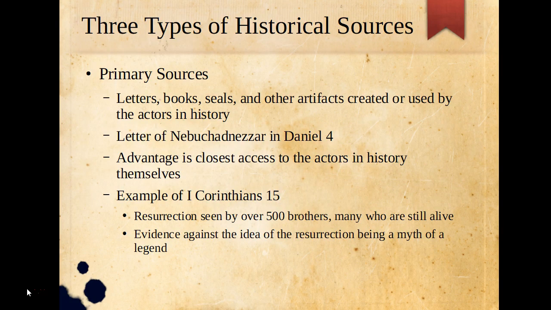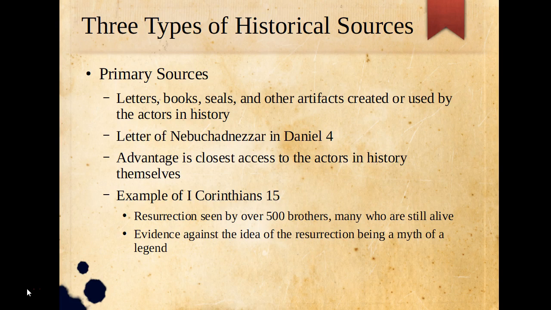So there are three types of historical sources that we use in terms of literature to understand what happened. The first one, and I think the most reliable and the most interesting, are primary sources. Those are letters and books and seals and other artifacts that are created or used by the actors in history. So we have George Washington's diary. We have Columbus's annals. We have the writings of others who have acted in history.